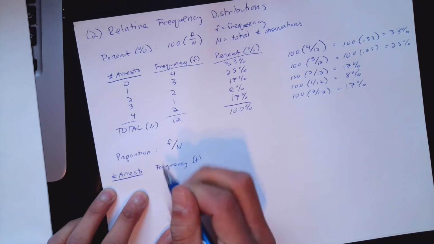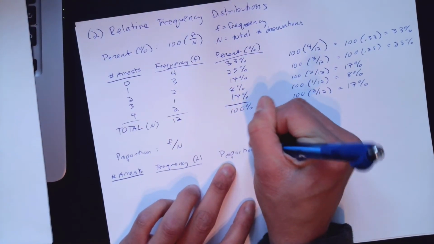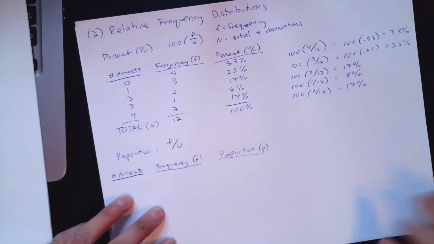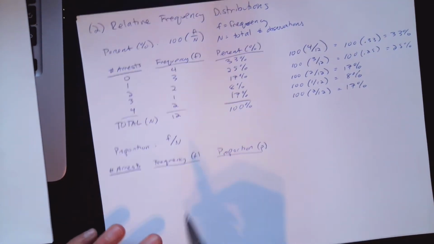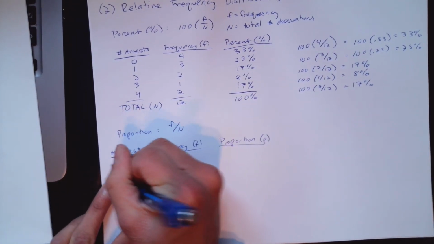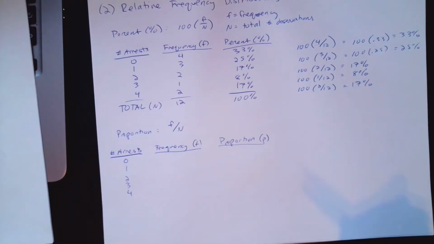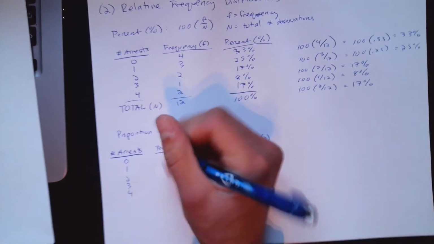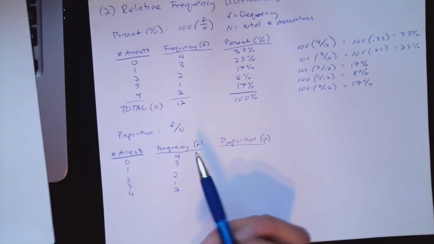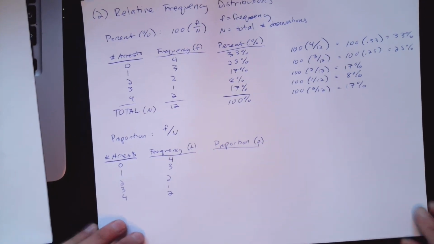But I'll just go through and do one of these with a proportion as well. And we usually call the proportion p. So I'm going to rewrite out this frequency distribution one more time here. So 0, 1, 2, 3, and 4 as the possible numbers of arrests that somebody in our sample could have. And then these are the frequencies that go along with them. So 4, 3, 2, 1, and 2. So again, 4 people had 0 arrests, 3 people had 1 arrest, and so on.